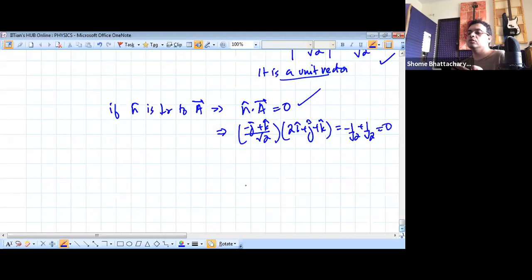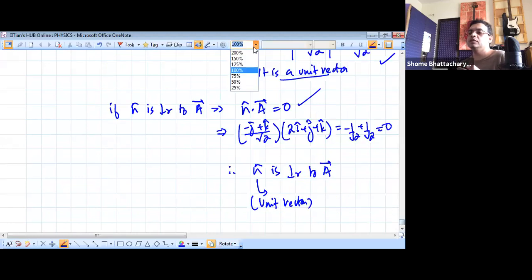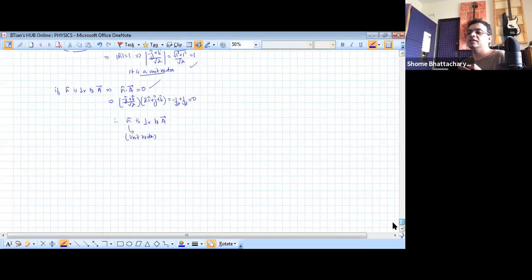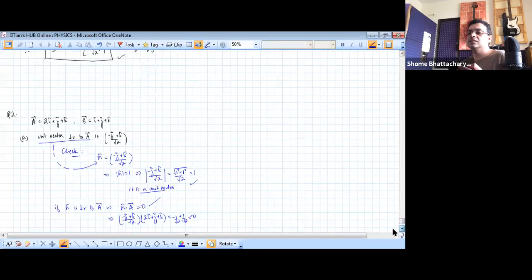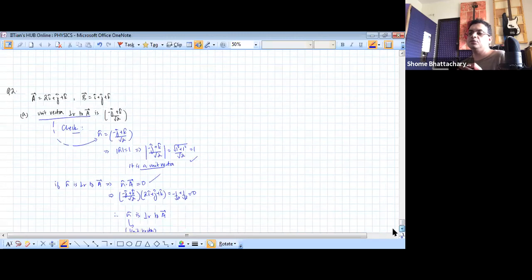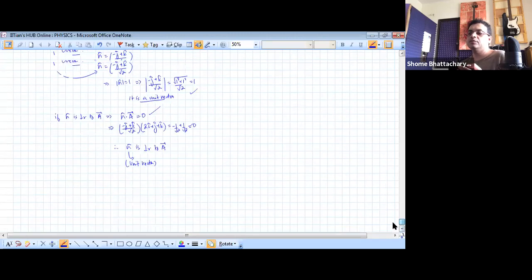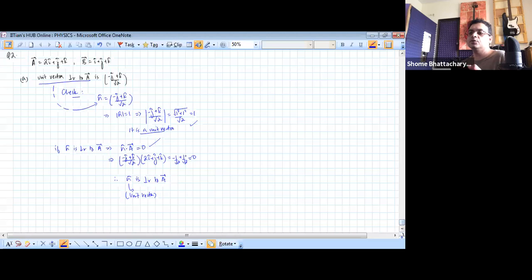Therefore, n cap is perpendicular. So n cap is a unit vector. It is perpendicular to it. So option A becomes correct according to this analysis. Ultimately, by checking both the conditions that are asked for, that is, is this a unit vector? Yes, because its magnitude is 1. And is it a unit vector perpendicular to A? Yes, because its dot product with A is coming out to be 0. So option A becomes correct.